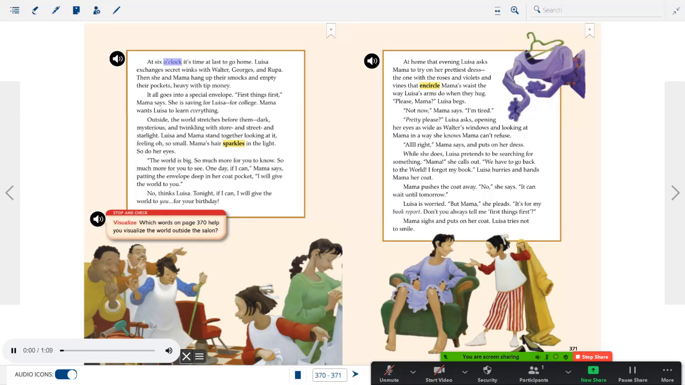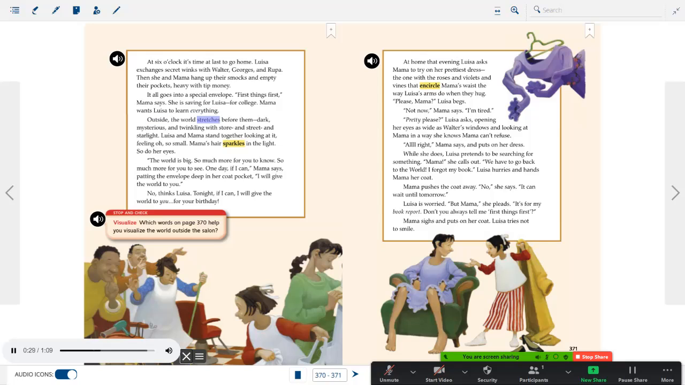At 6 o'clock, it's time at last to go home. Louisa exchanges secret winks with Walter, Georges, and Rupa. Then she and Mama hang up their smocks and empty their pockets, heavy with tip money. It all goes into a special envelope. "First things first," Mama says. She is saving for Louisa, for college. Mama wants Louisa to learn everything.